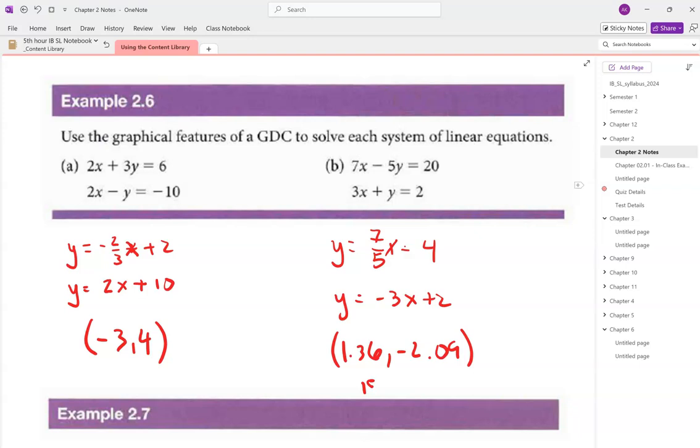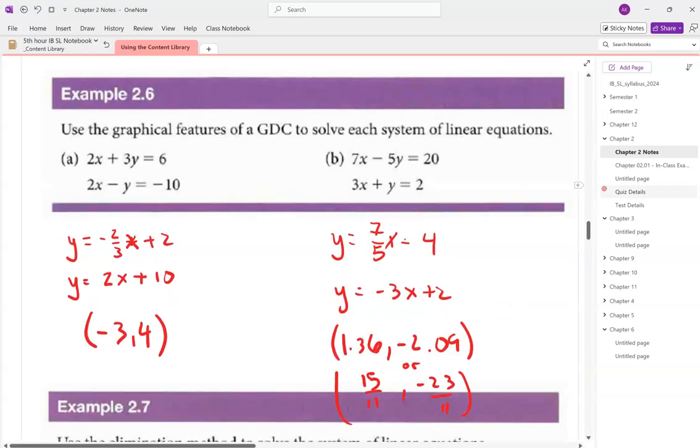Incidentally, that's like 15 over 11 and -23 over 11. But you wouldn't have gotten that unless you solved it algebraically, right? You couldn't have done it on your calculator that way.